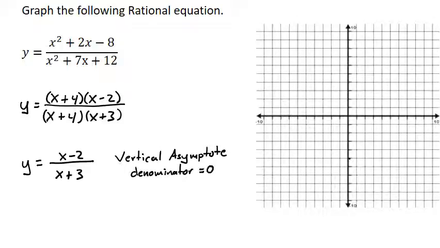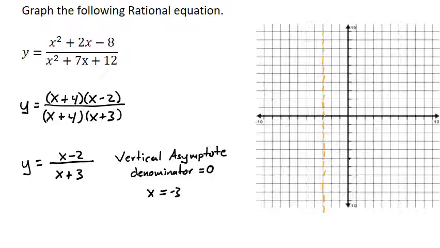is equal to 0. In our case, our denominator equals 0 when x is negative 3, because negative 3 plus 3 would be 0. So our denominator is 0 when x is negative 3. Therefore, on my graph at negative 3, I have what's called a vertical asymptote. I am going to draw it with a dashed line. So that's the vertical asymptote.